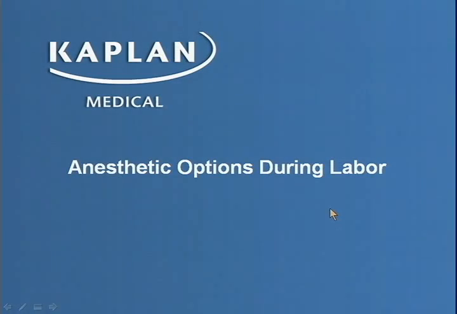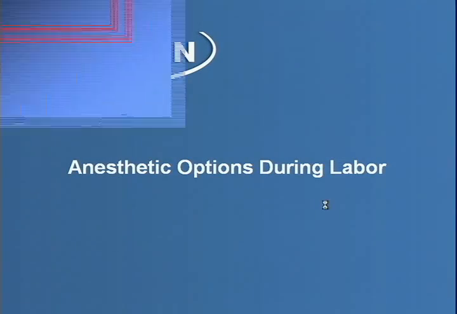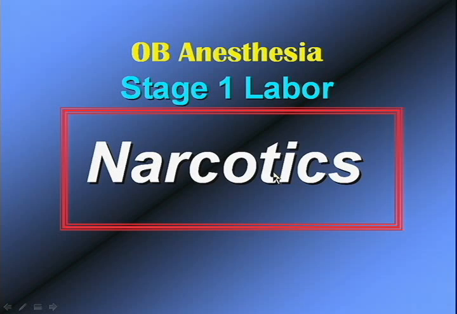Let's look at anesthetic options during labor. Probably the most common one used around the world, in the United States, is narcotics. Narcotics are easy to give intravenously or intramuscularly. They are inexpensive. The limitation is you can only use them in the first stage of labor, not in the second stage.